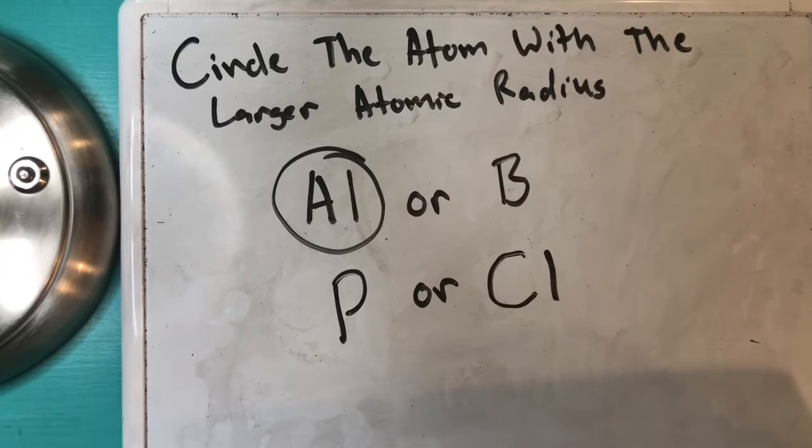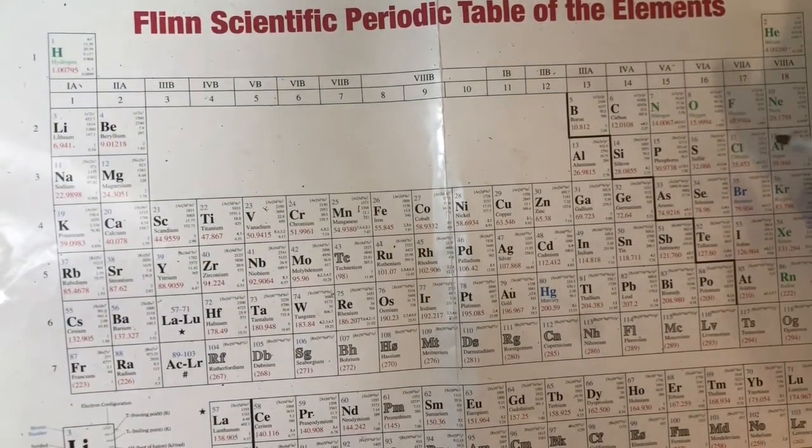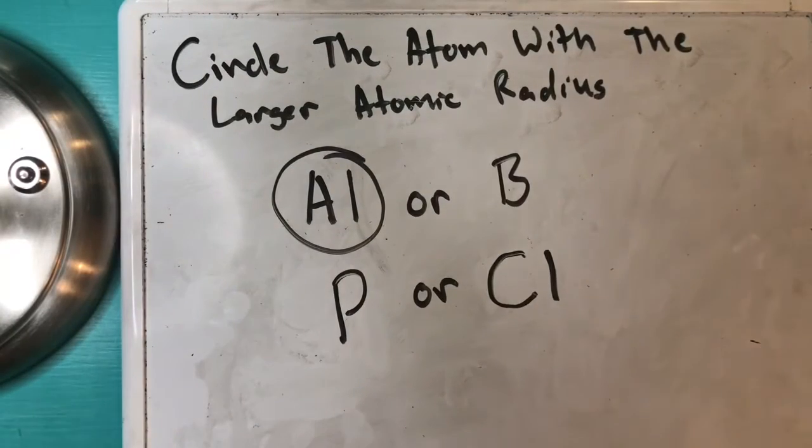So the next question says phosphorus or chlorine. So like the first one, we need to look at the periodic table and locate those two elements. So phosphorus, which is right here, and chlorine, which is right here. So in this case, they're in the same row, but they're in a different column. Phosphorus is element 15 and chlorine is element 17. So we know that they both have 3 electron rings, so that can't be the reason why the atomic radiuses differ. But what does differ is the number of protons. So in chlorine there are 17 protons, but in phosphorus there are only 15. And this is going to lead to the reason why the atomic radiuses differ.